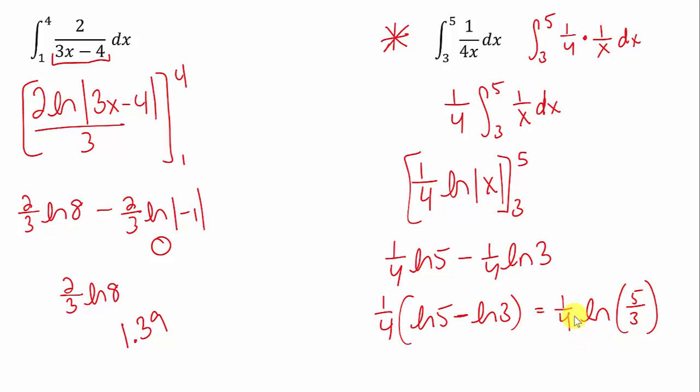But understand that if you're asked to get an exact answer, you need to be able to combine these to get something along these lines, okay? Otherwise, you can give it as a decimal answer unless you're asked specifically for an exact answer, okay?